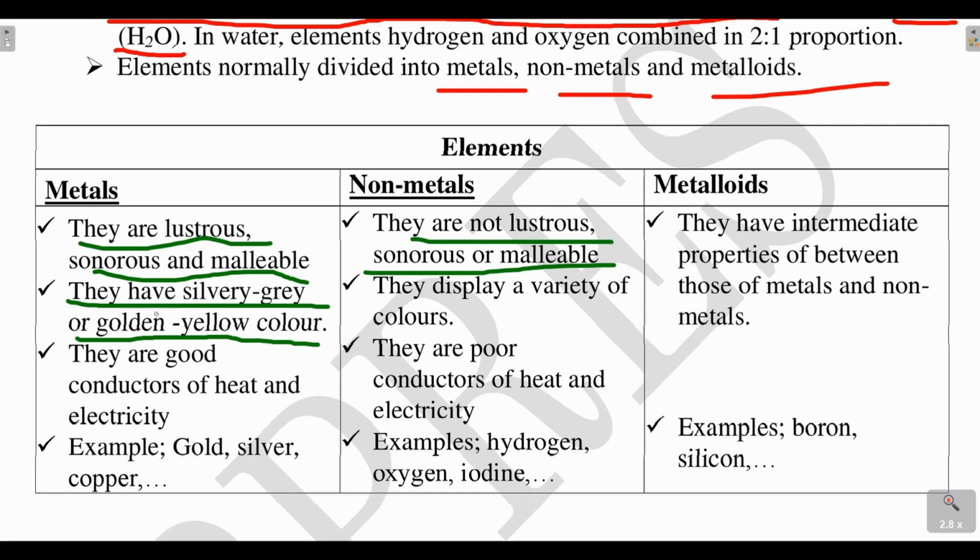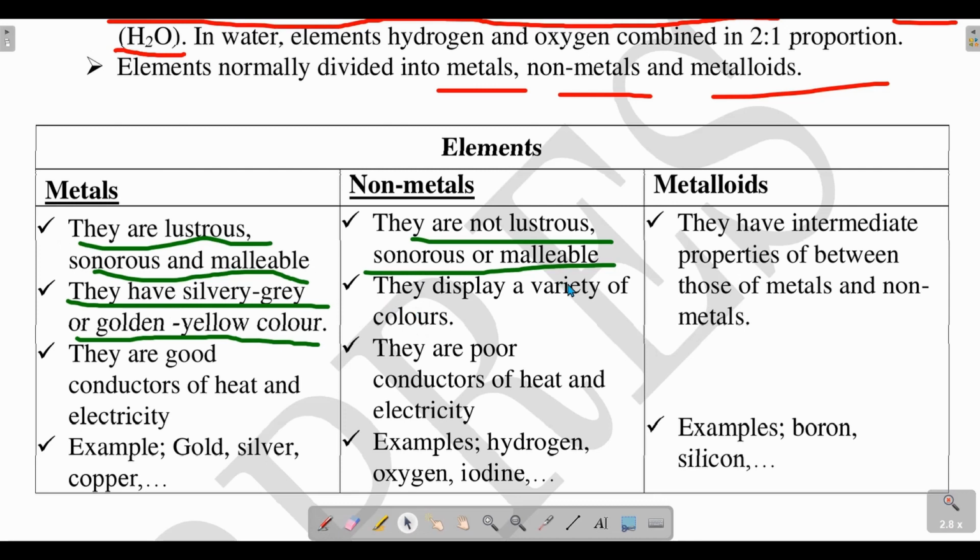What is the color of gold? Almost yellow, golden yellow. And silver is a silvery color. Iron is almost gray. Copper is almost yellowish, golden yellow. Most of the metals have the color of golden yellow or silvery gray.